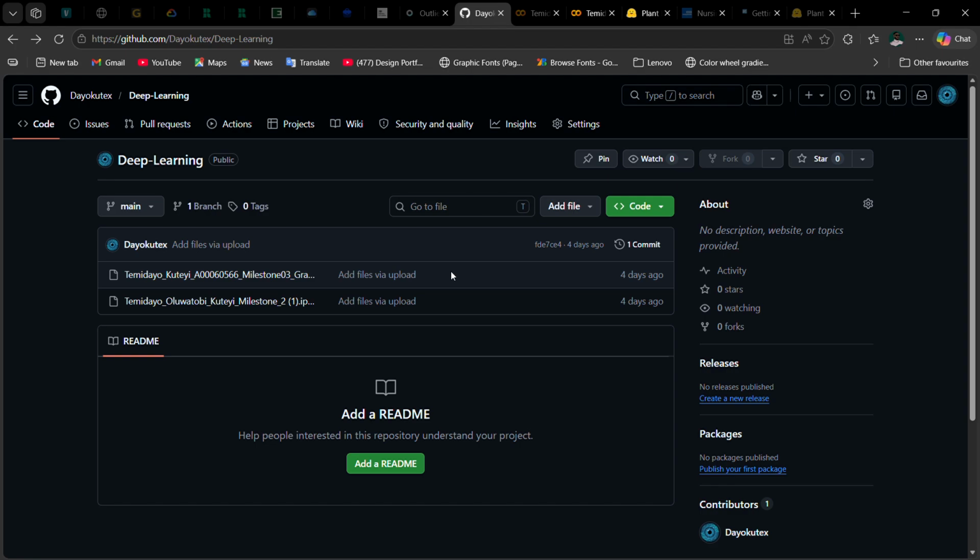Now, the project trains on the PlantVillage dataset, which is a stratified subset that I used. Out of the whole dataset, I used a stratified subset of 6,000 images, which covers 38 disease classes across 14 crop species.